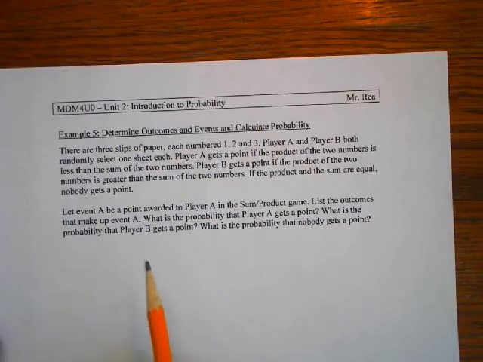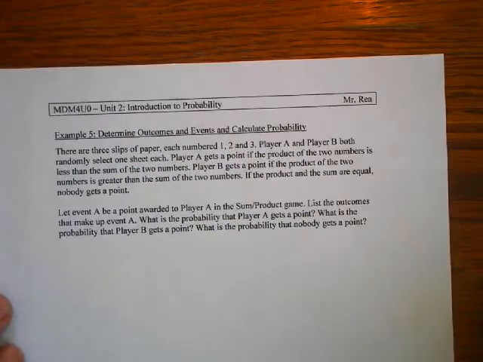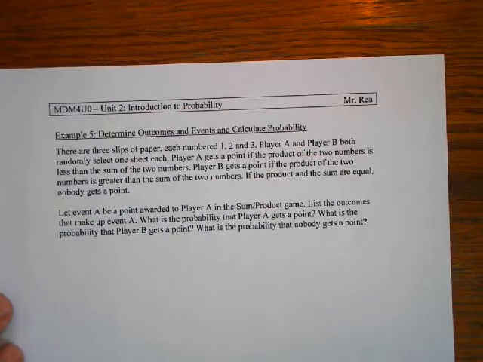So it says, let event A be a point awarded to player A, and list all the outcomes that make up event A, and what's the probability that player A gets the point? What's the probability that player B gets a point? What's the probability that nobody gets a point? So this is pretty confusing. So the best way to do it is, well, start off with all the possible outcomes.